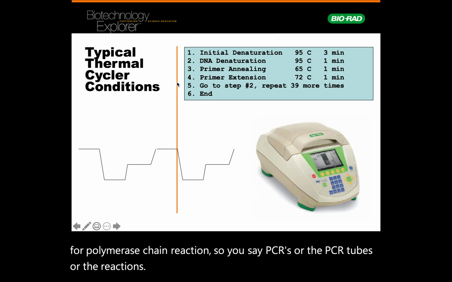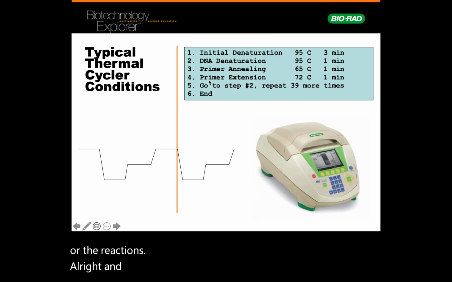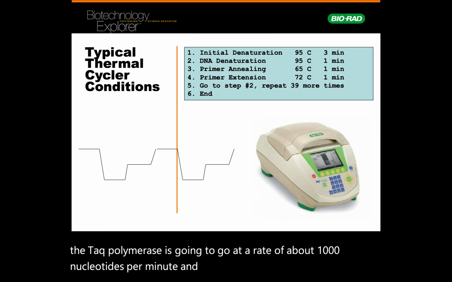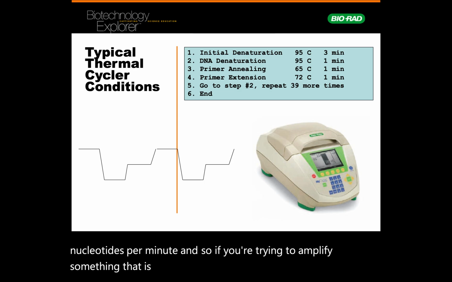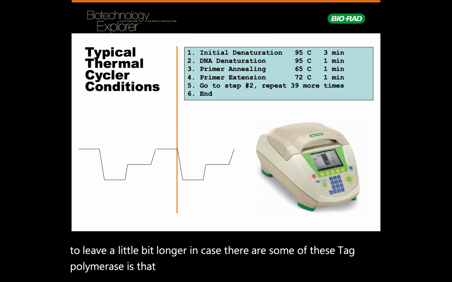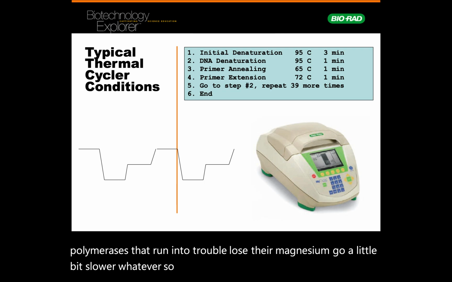All right. And then after you have done step 4, extending the primer, the Taq polymerase is going to go at a rate of about 1,000 nucleotides per minute. And so if you're trying to amplify something that is 1,000 nucleotides, a minute is great. You usually want to leave it a little bit longer in case some of these Taq polymerases run into trouble, lose their magnesium, go a little bit slower, whatever. So you pad it out, give it like 50% extra time, something like that.